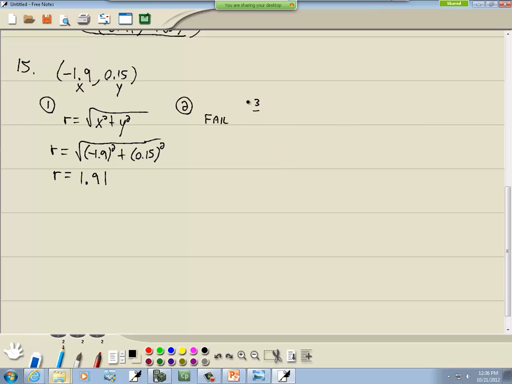So I'll go to step 3. Theta is going to equal inverse tangent of y over x, which will give us our angle, but sometimes it won't be in the right quadrant. Now, if the problem's wanting this in degrees, you just need to make sure you go to mode and change it to degrees. I couldn't tell you what the particular instructions are looking for in your textbook. Y is 0.15, x is negative 1.9. So let's see what that gives us.